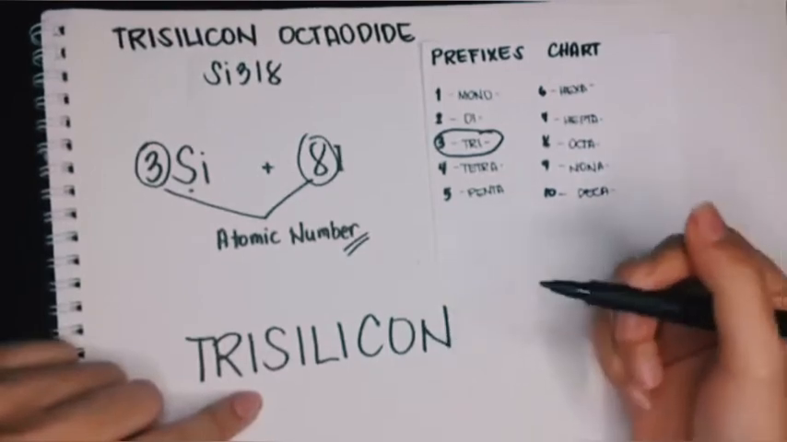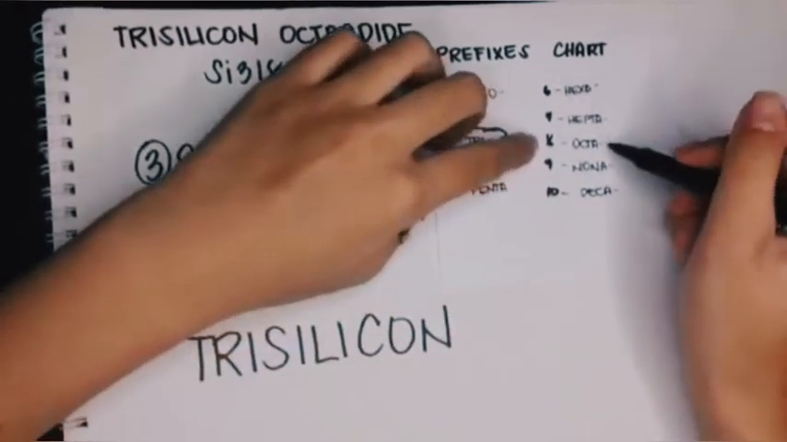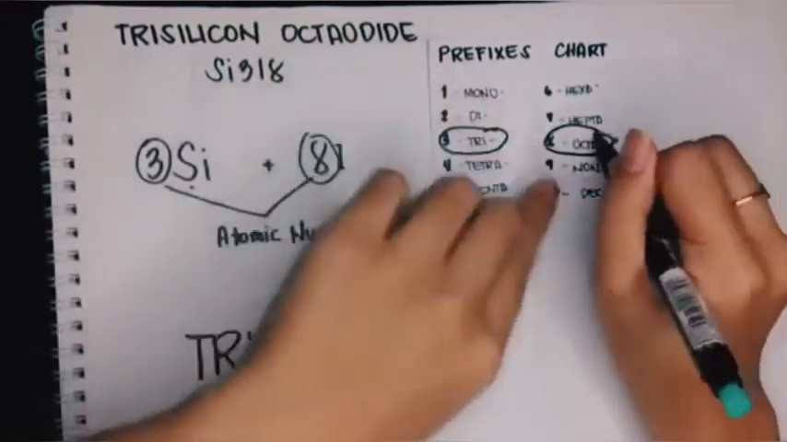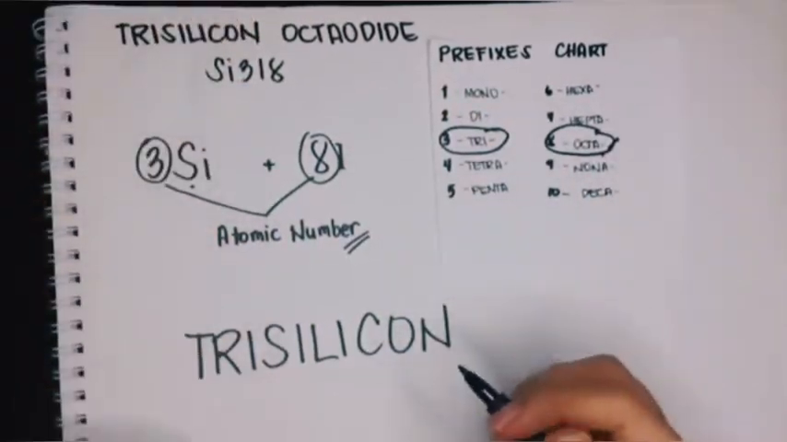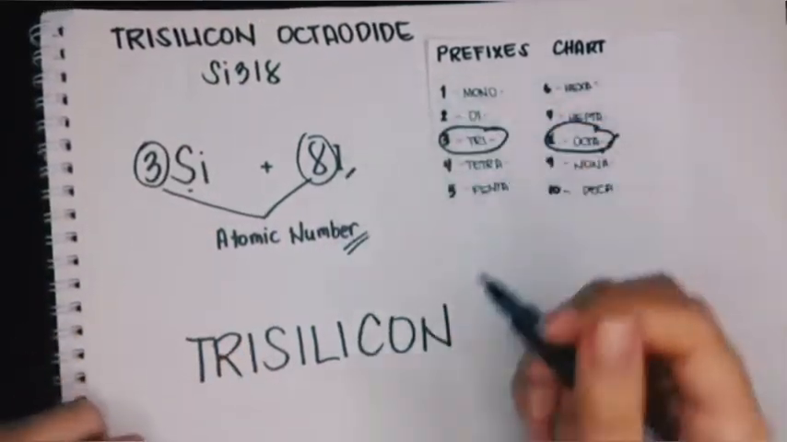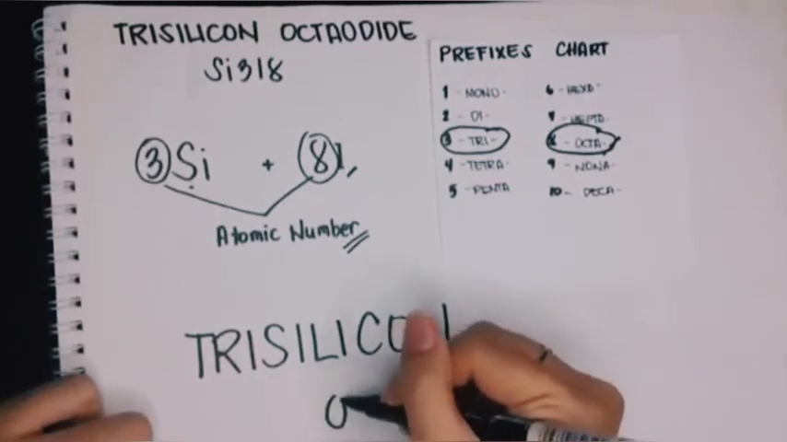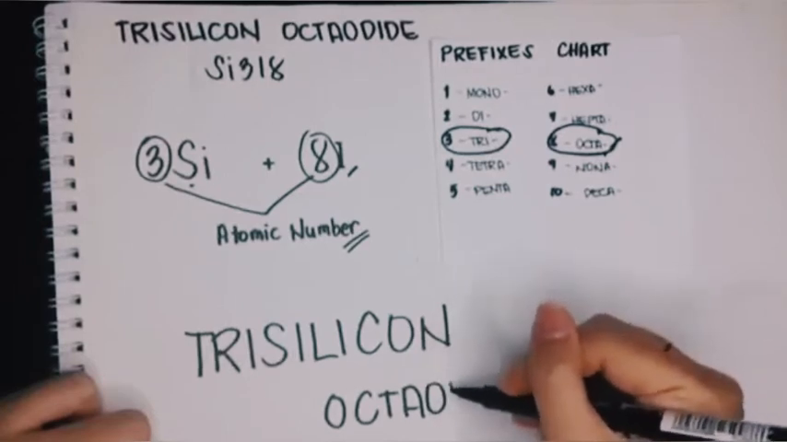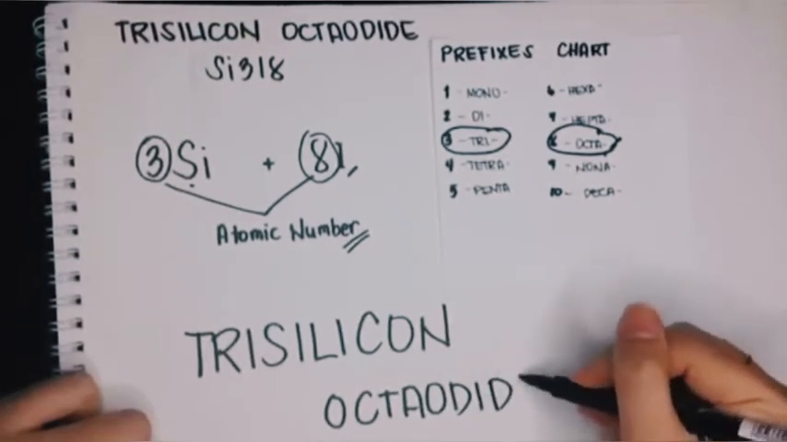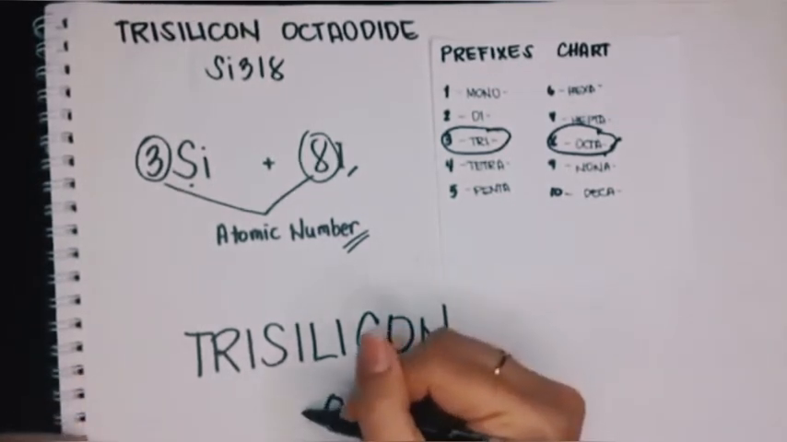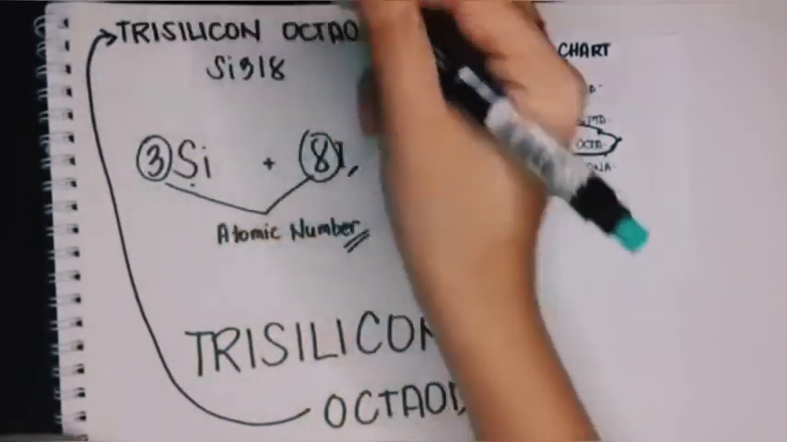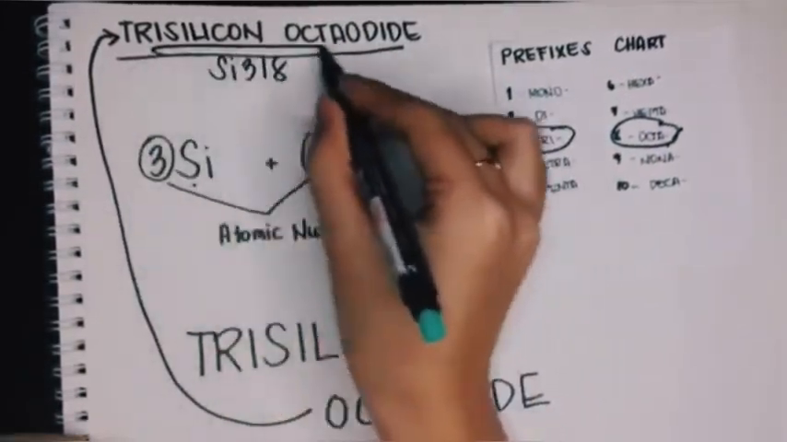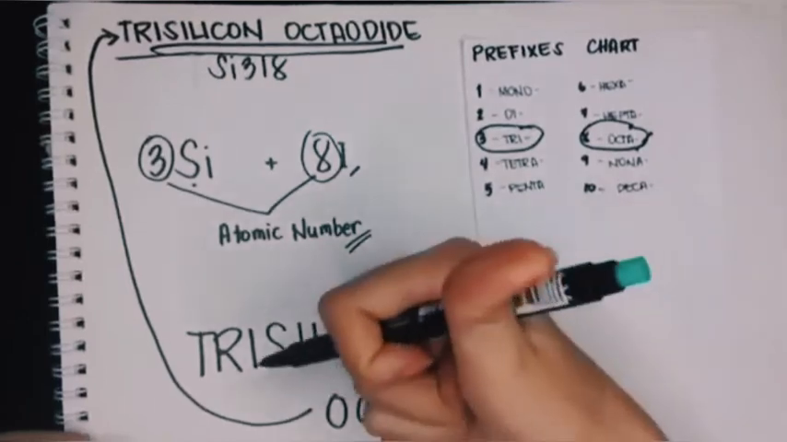Same goes with the second element. Write the prefix octa, then IDE must be written at the end of the element, just like this. That's it! Now you know how to name a binary covalent compound.